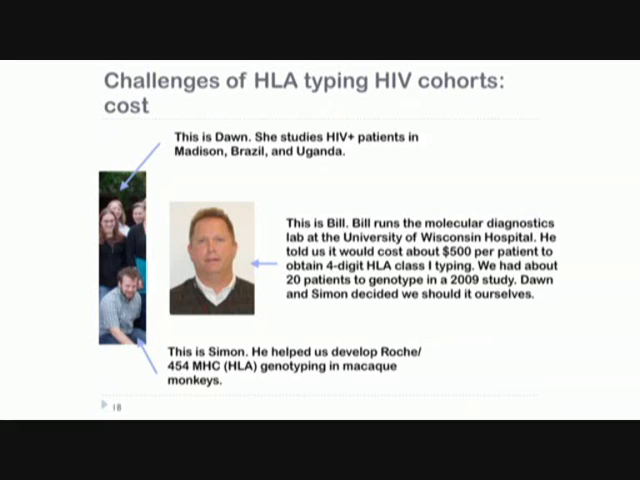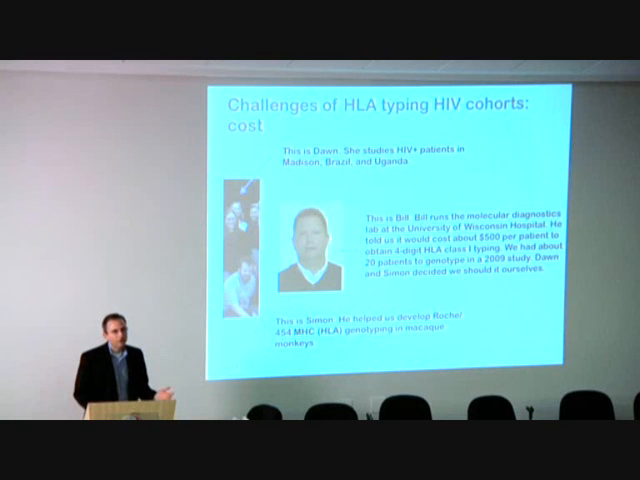And finally, we have Bill. And Bill runs the molecular diagnostics lab at our hospital. When we asked to genotype some of the patients in one of our HIV research studies, he told us it would be about $500 per patient to obtain 4-digit HLA class 1 typing. We had about 20 patients to genotype, and so we decided that instead of spending the money on getting the genotypes from these patients, we would just do it ourselves, or at least spend the money trying to do it ourselves, and that's what we did.